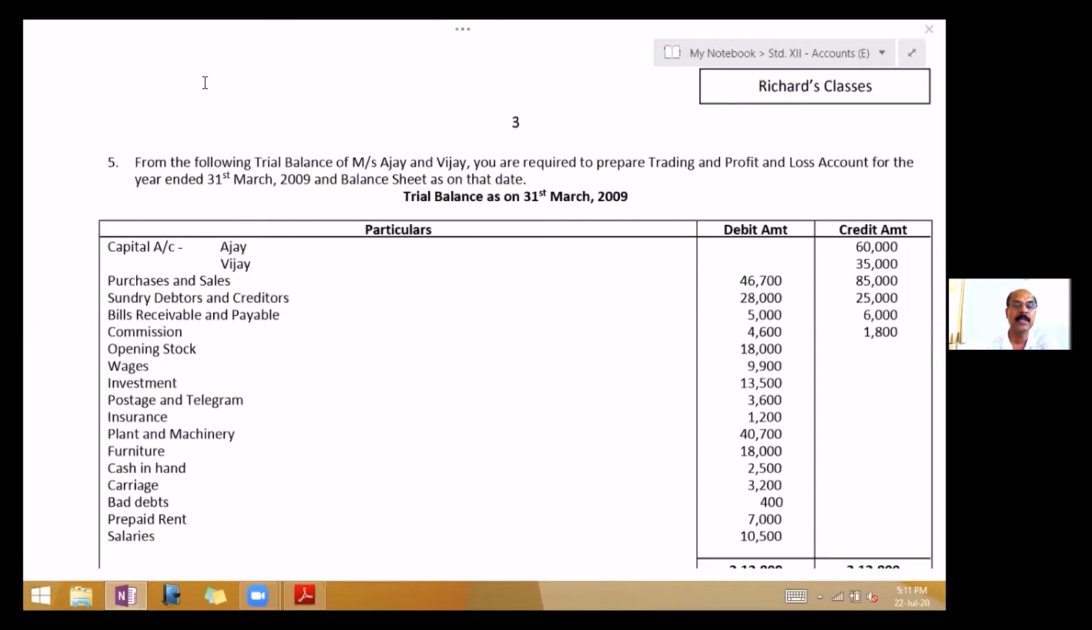If you see the amount, it's in the debit as well as credit. So commission paid and commission received. Opening stock, wages, investment, postage and telegram, insurance, plant and machinery, furniture, cash in hand, carriage, bad debts, prepaid rent and salaries. Adjustment.